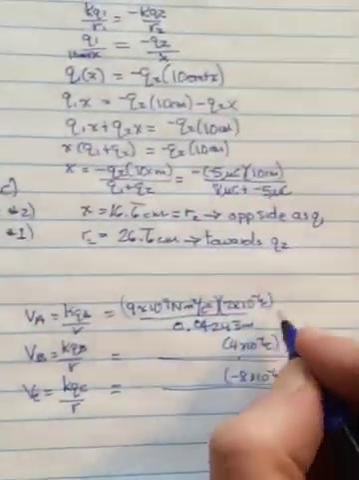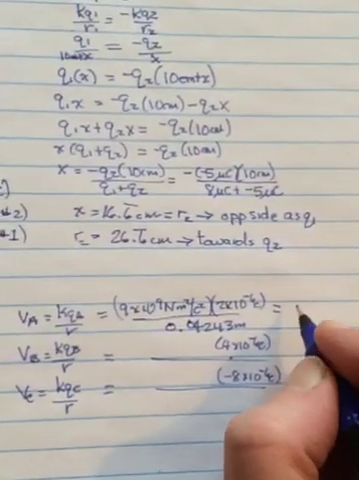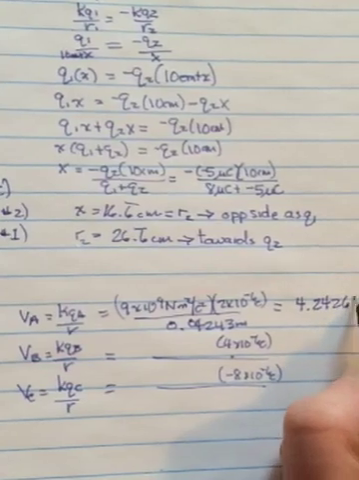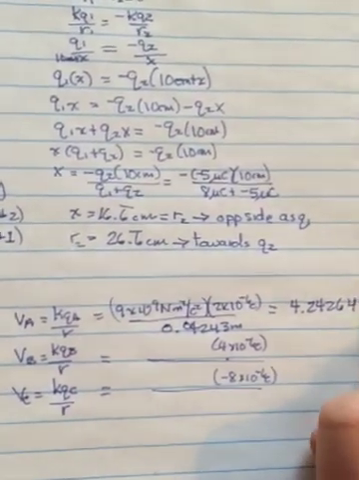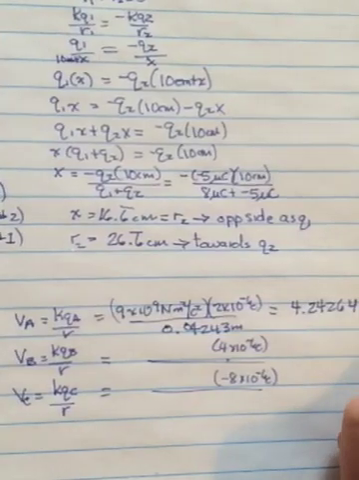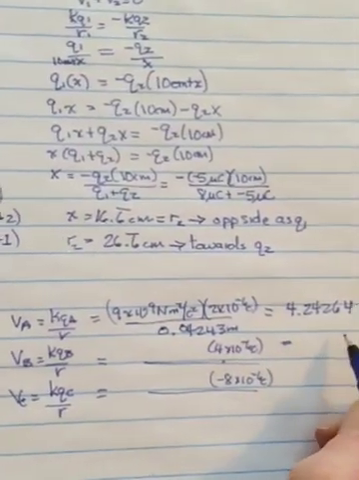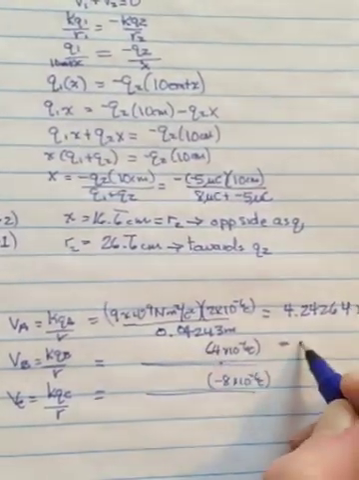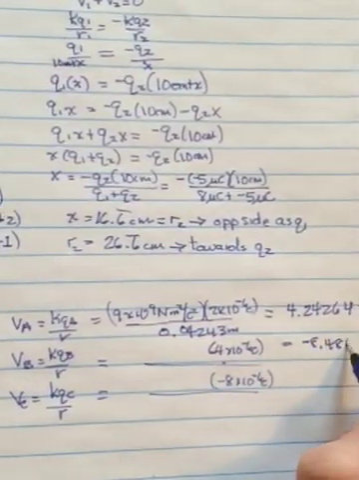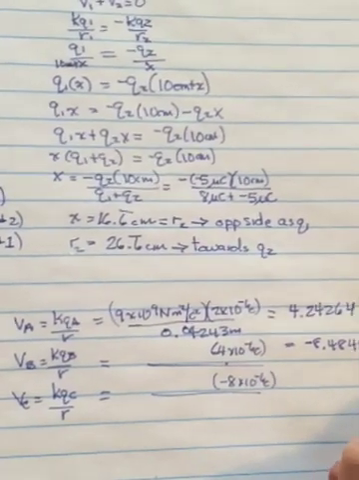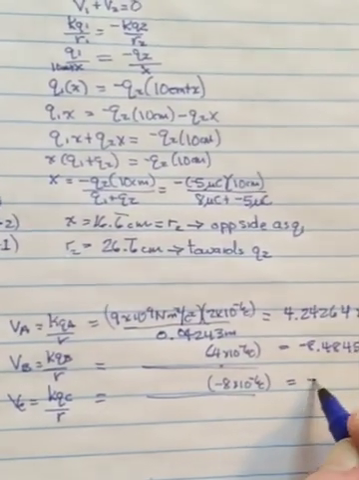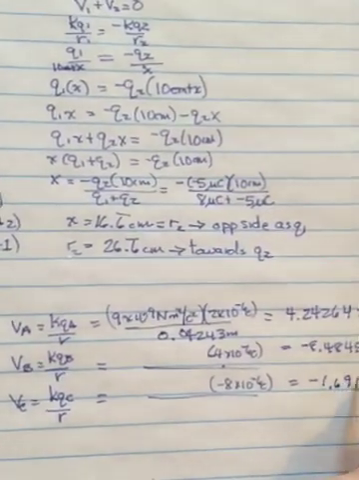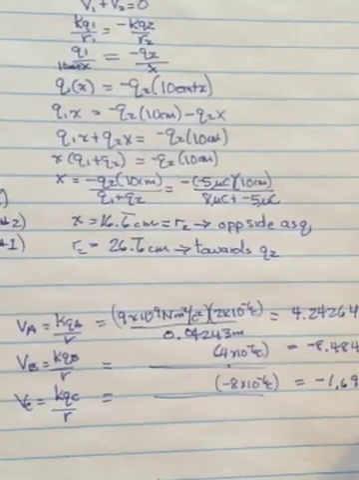So you should get, for these 3 V's, 4.24264 times 10 to the 5 volts. And this one should be, oh, maybe both of these were negative, were they? Negative 8.48456 times 10 to the 5th volts, and this one negative 1.696912 times 10 to the 6 volts.